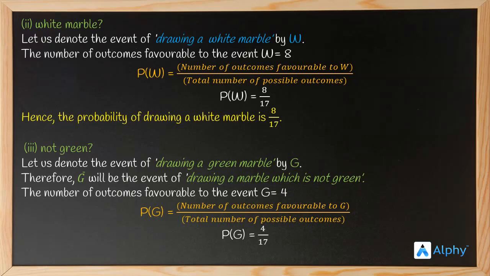Now, we have to find the probability of drawing a marble which is not green. Here, we will be using the formula P of E bar is equal to 1 minus P of E, where E bar can also be read as not E. Here, P of E bar is the probability of non-occurrence of event E and P of E is the probability of occurrence of event E. The event E bar represents not E. In our case, the events are G bar and G. Therefore, probability of G bar is equal to 1 minus probability of G. That is, the probability of drawing a marble which is not green is equal to 1 minus the probability of drawing a green marble, which we have found out to be 4 by 17.